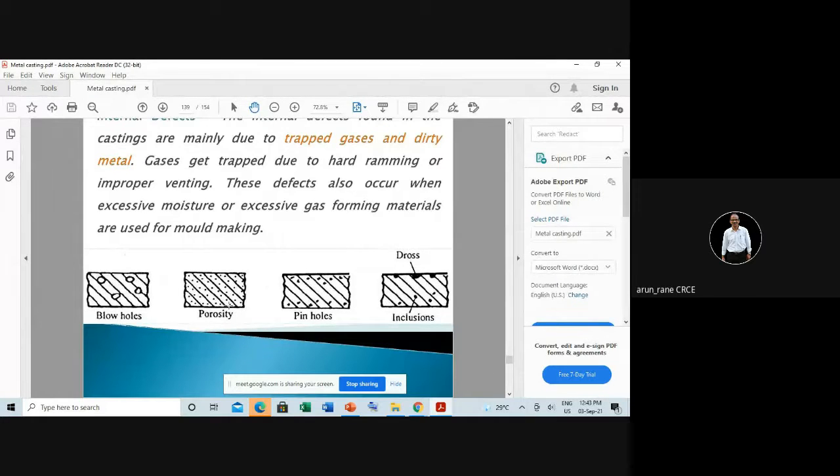Then porosity is nothing but small holes, very small holes, which are not advisable because later on porosity can give rise to blowholes when the product is in use. Pinholes is in between porosity and blowholes. Draws or inclusions, that's not a common defect, so you can skip that.